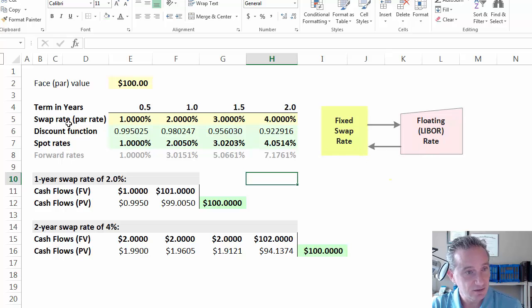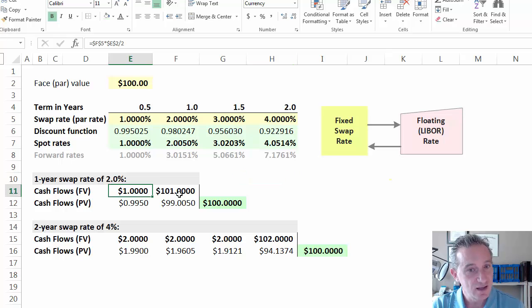So here's the key idea. The swap rate is really a par rate. It determines the coupon of that bond. So if we have a 1-year swap rate of 2%, let's say we're paying that fixed rate, we're paying $1 million in 6 months, because that's 2% times the notional, divided by 2 because it's semi-annual. So 2% times 100 million is 2 million, divided by 2 is 1 million. That's the first cash flow. And then the second and final cash flow is another 1 million plus the notional of 100.